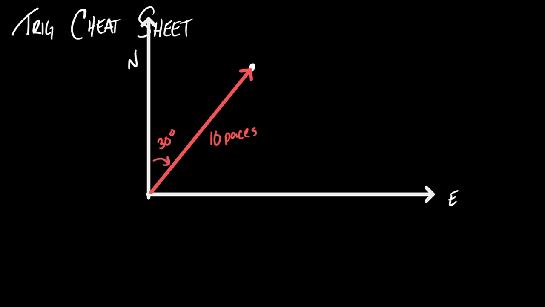Now, you can't go that way, right? Because there's going to be tables in the way. I want to find how far in the east direction do I have to go and how far in the north direction I have to go. Everybody understand our goal today for this one?